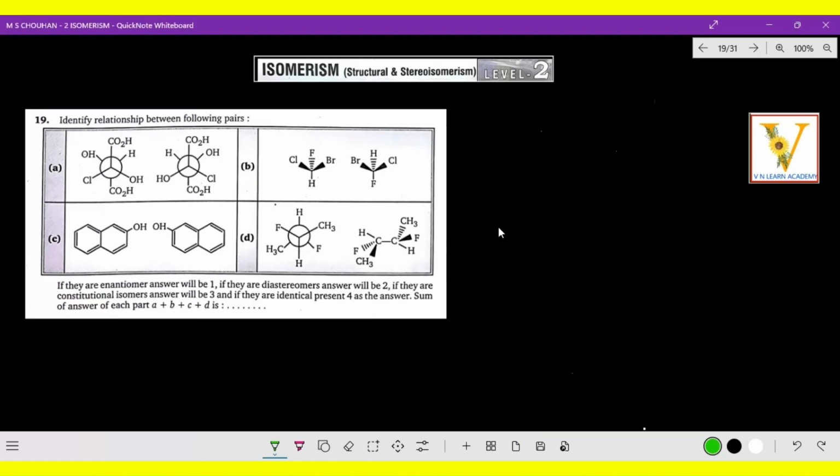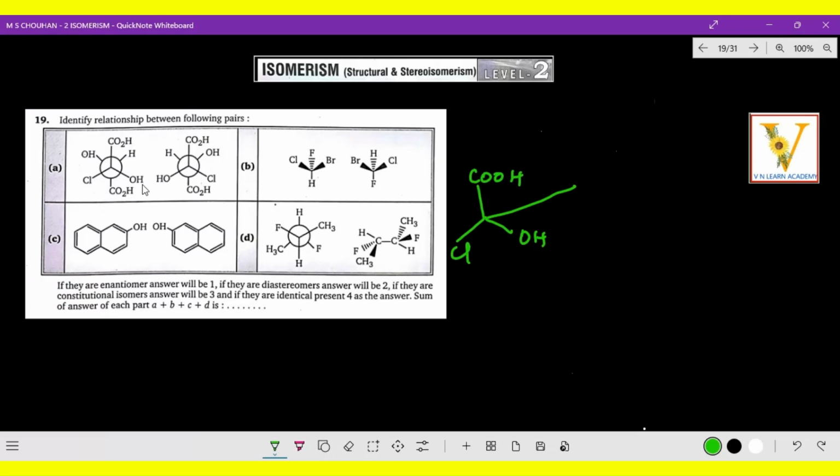We have to identify whether the pair is identical, enantiomers, diastereomers, or constitutional isomers. In that Newman's projection, this is the front carbon and this is the back carbon. The front carbon has COOH, OH, and Cl, and the same way, we look at what is mentioned on the back carbon.